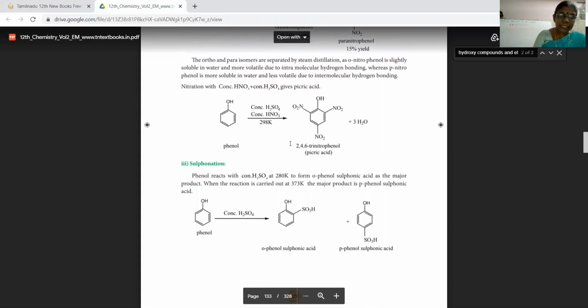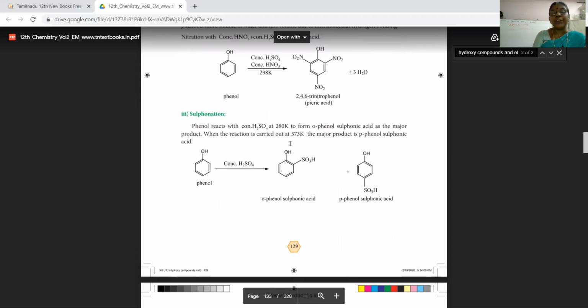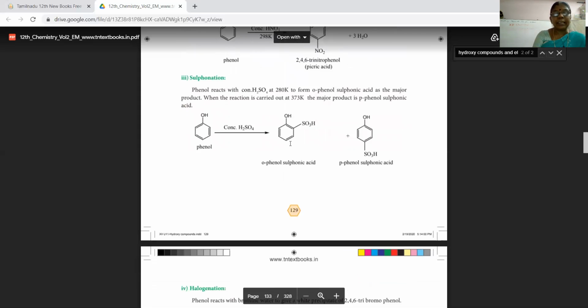The next reaction is sulfonation. Phenol reacts with concentrated sulfuric acid at 280 Kelvin to form ortho-phenol sulfonic acid as the major product. When the reaction is carried out at 373 Kelvin, the major product is para-phenol sulfonic acid. Okay, that reaction only is given here.